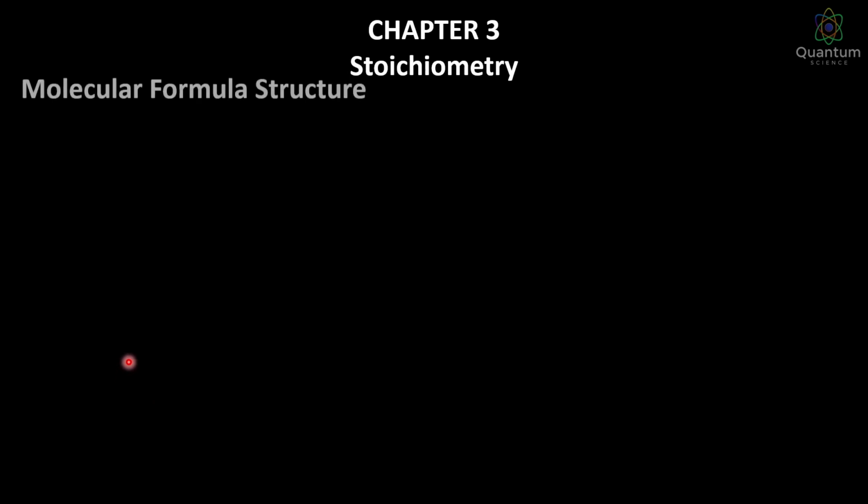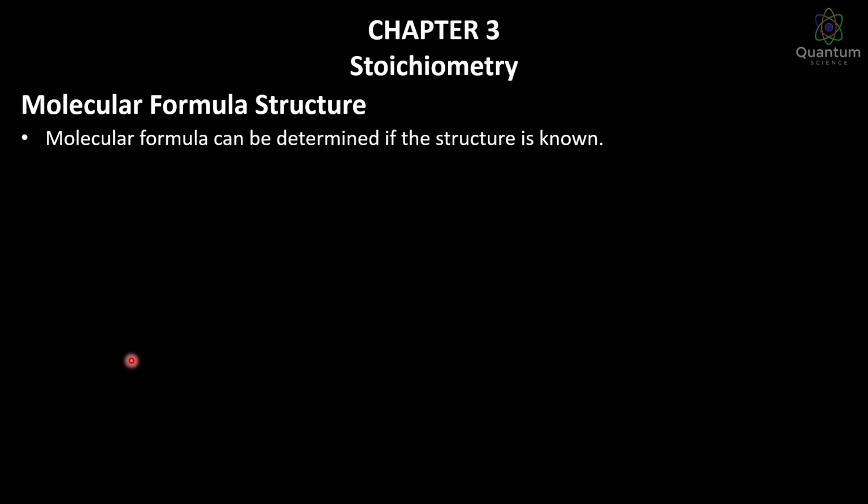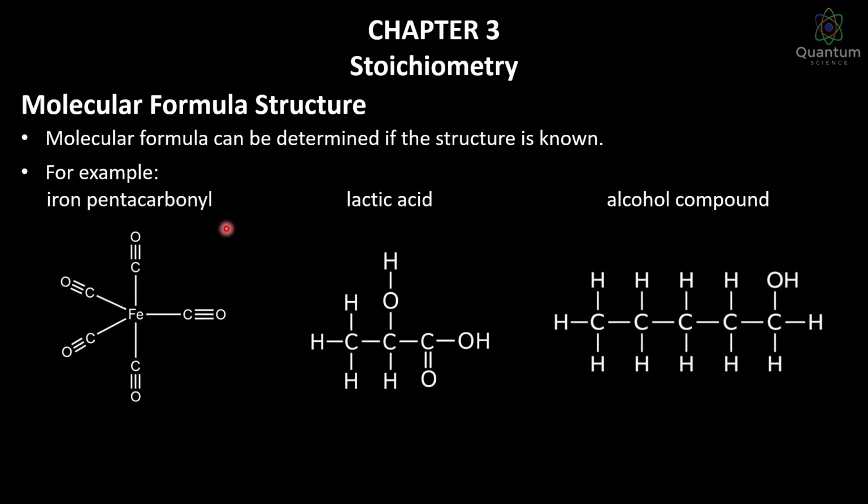First of all, let's talk about molecular formula structure. Molecular formula can be determined if the structure is known. For example, if I ask you, what is the molecular formula for iron pentacarbonyl or lactic acid or alcohol compound? Do you know what is the molecular formula or the chemical formula for this structure? Of course you don't. But if you know the structure, then you can determine the molecular formula. You just need to count how many elements exist in this structure.